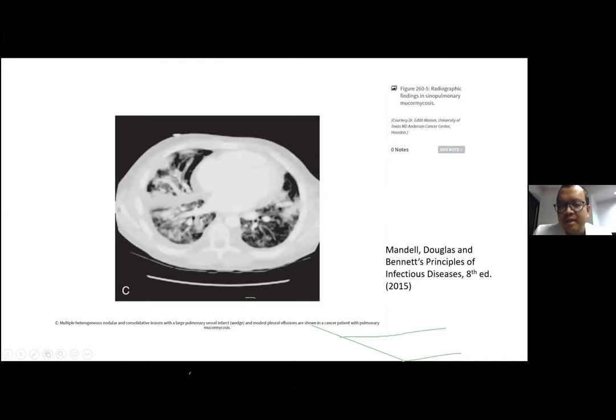Occasionally, we can see it in immunocompetent patients, especially if they're engaged in occupational activities that have a lot of burden when it comes to spores. So they get colonized or super colonized and can eventually cause disease, but again, it's not that common. We see more of this disorganized or diffuse disease if you're immunocompromised.